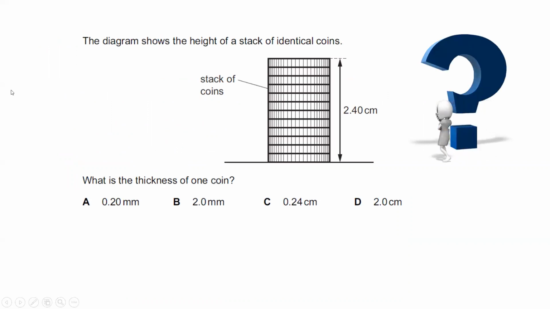Another question, the diagram shows a height of a stack of identical coins. So there are identical coins. One coin is placed on the other. What is the thickness of one coin?